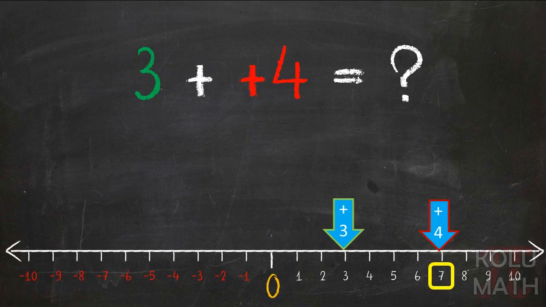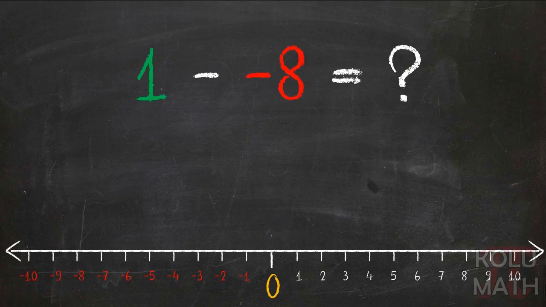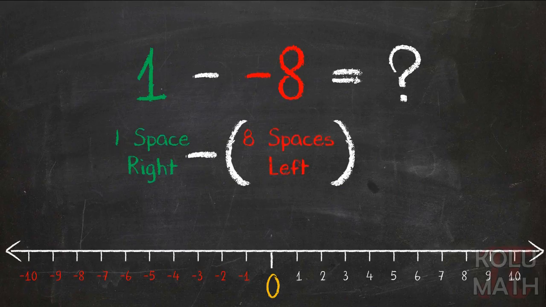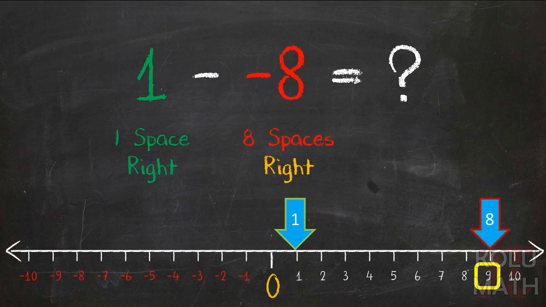All right, cool. Two more examples and I'll cut you guys loose. We've got 1 minus a negative 8. So let's write this out as spaces and directions. We've got 1 space to the right, and we're going to subtract 8 spaces to the left. Remember that negative sign changes the direction. So we're going to have 1 space to the right and 8 spaces to the right. And we can go ahead and do that with our pointers. Great, and that tells us the solution there is 9. 1 minus a negative 8 is 9.